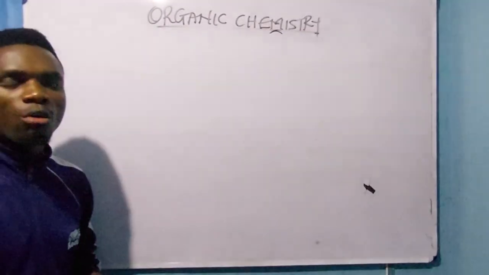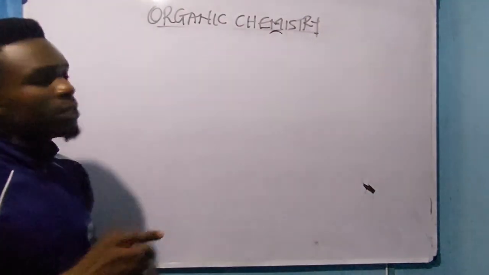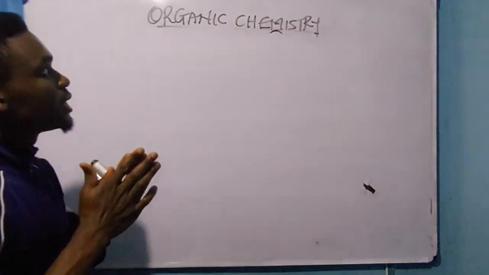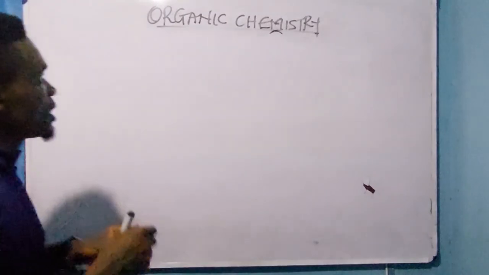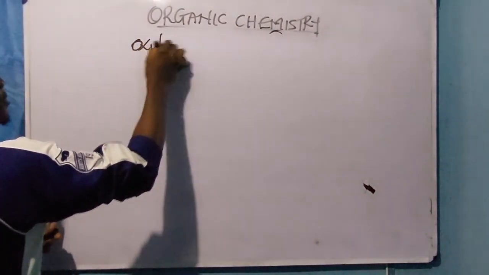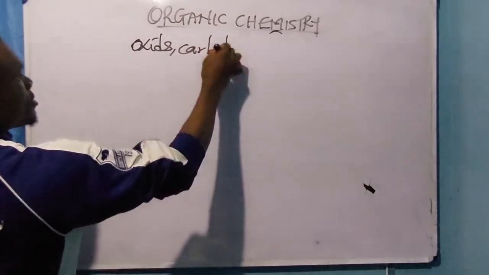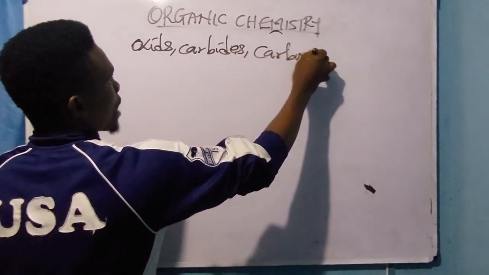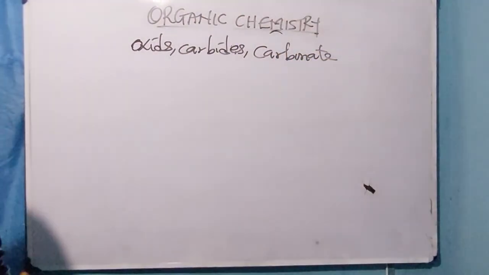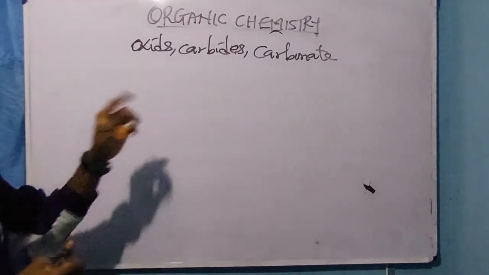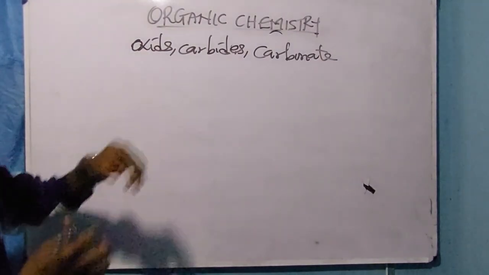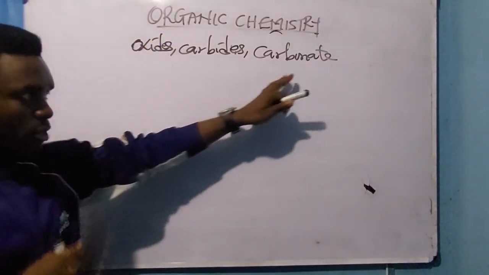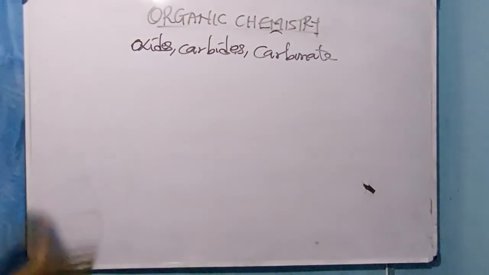Now, what is the meaning of organic chemistry? Organic chemistry is a branch of science that deals with the study of the compounds of carbon, except its oxides, carbides, and carbonates. All right. That is what organic chemistry is. It is a study of the various compounds of carbon, except its oxides, carbides and carbonates. That is the meaning of organic compounds.